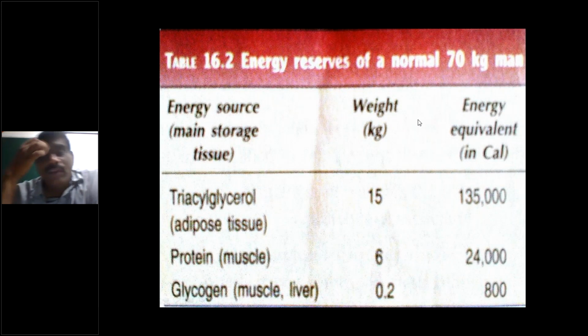And if you take a 70 kg body weight person, this person contains 15 kgs of triacylglycerol, 6 kgs of proteins, and 0.2 kgs of glycogen. These 15 kgs of body fat liberate approximately 1,35,000 kilocalories of energy, and the 6 kgs of protein release 24,000 kilocalories, whereas the 0.2 kgs of glycogen release 800 kilocalories of energy.